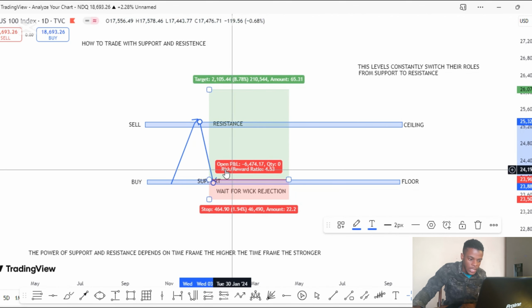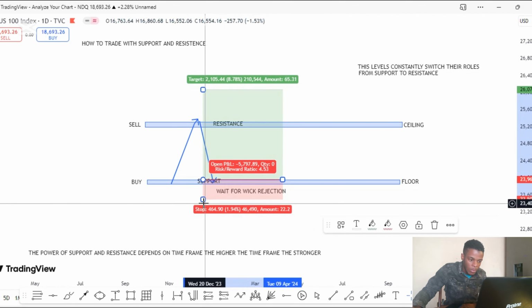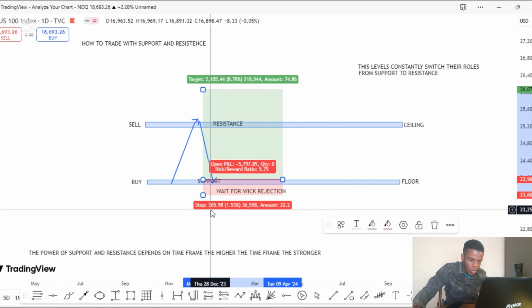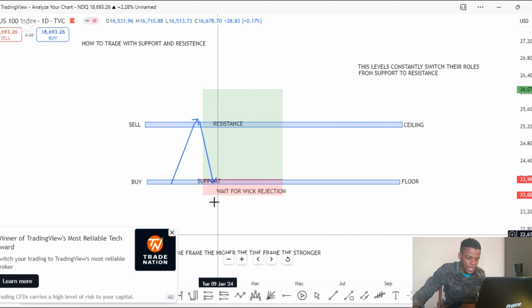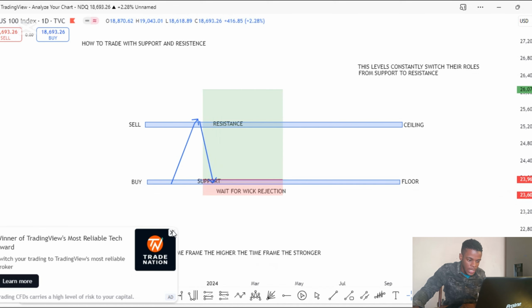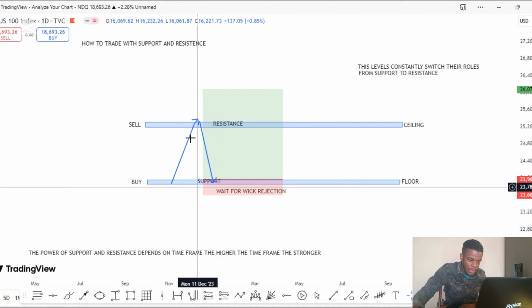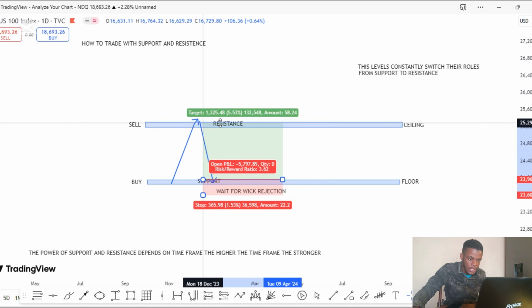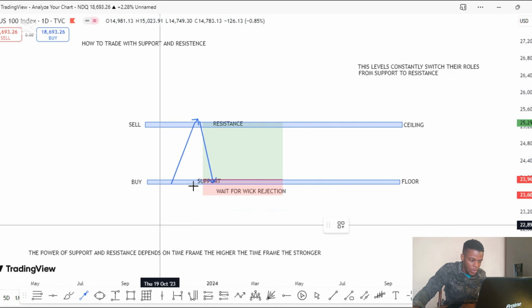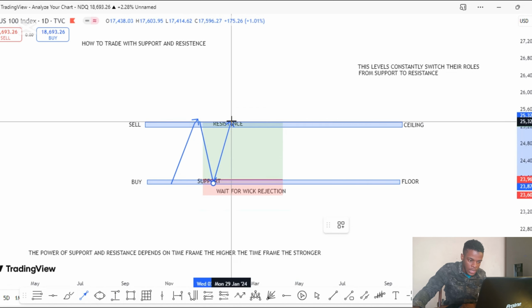After getting that weak rejection, you can put your stop loss below the weak rejection. I'm going to do a real example. Or you can wait for, let's say, candlestick confirmation. Then after entering there, what's going to happen? You have to put your take profit at your next resistance level. Then the market will just go straight there.